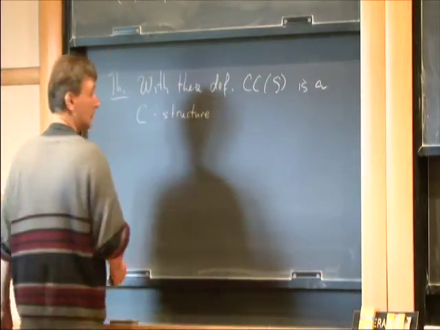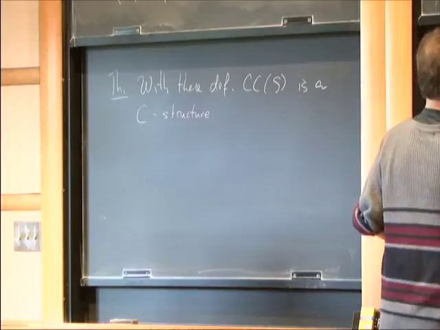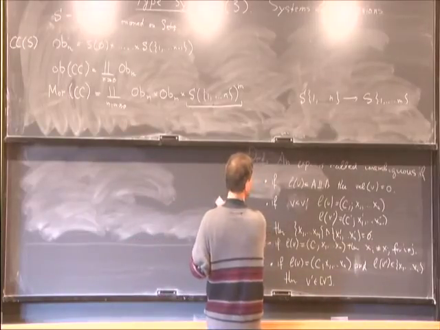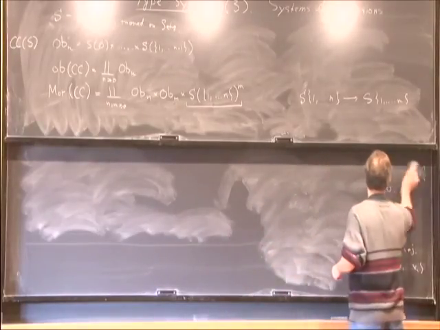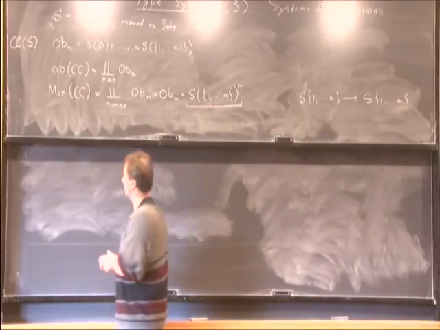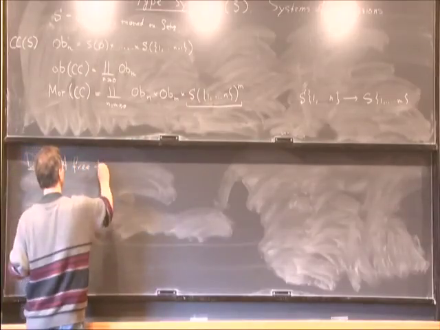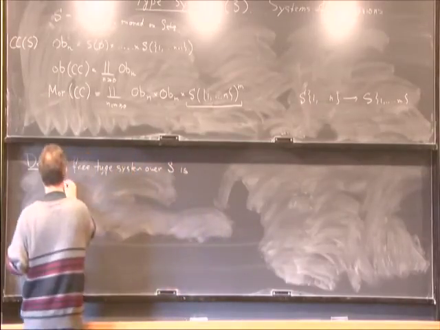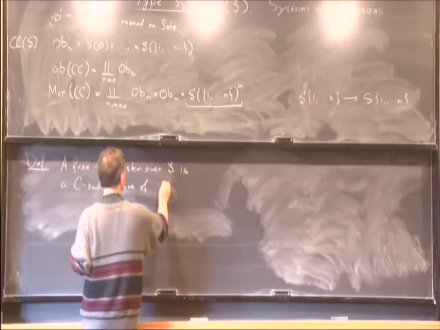And now I'm going to give, we're almost there, but not quite. But now I can give a very simple definition of something which I call a free type system. So a free type system over S is a C substructure of Cc of S.